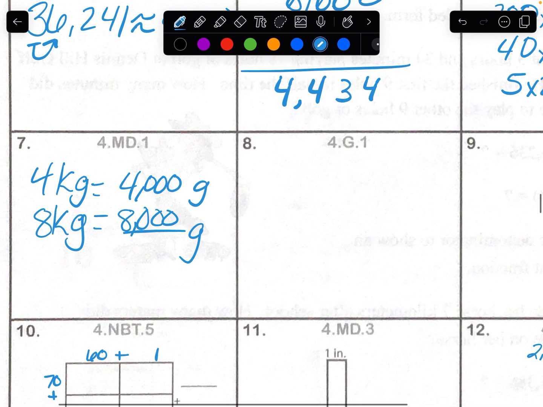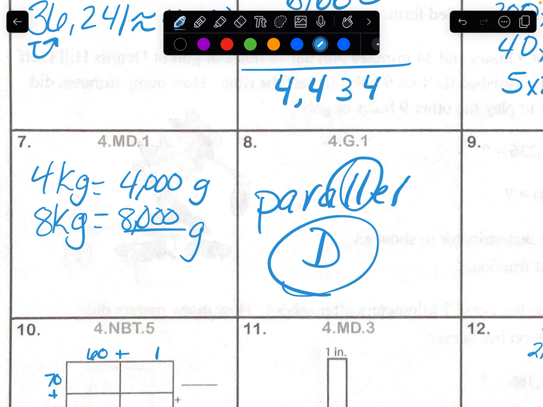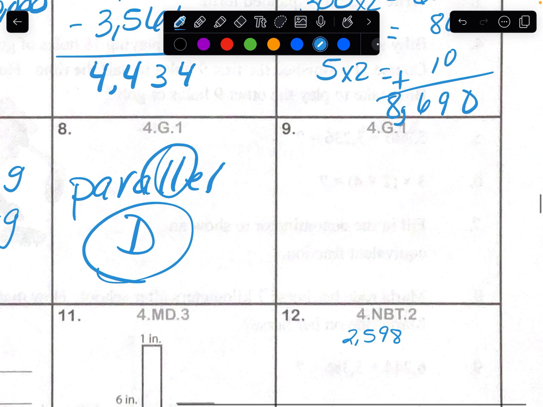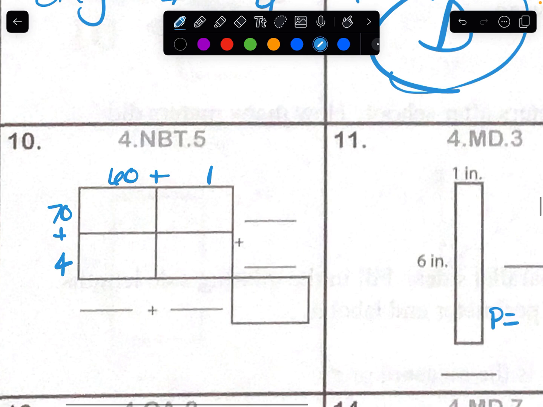All right, number 8 wants to know which lines are parallel. Remember, the word parallel has 2 parallel lines in it, so this would be letter D. All right, number 9, they want you to draw a line in the box and label it CD. Now, if you draw a line, make sure it has 2 arrows, one end point C and one end point D.